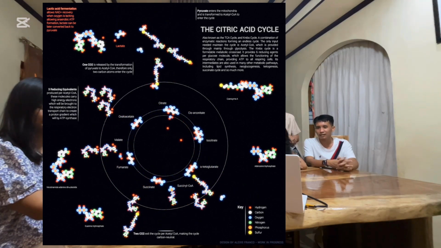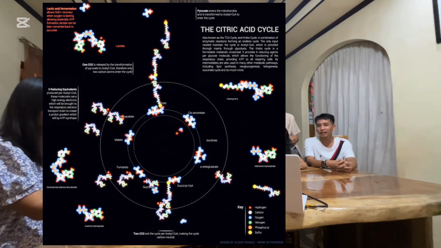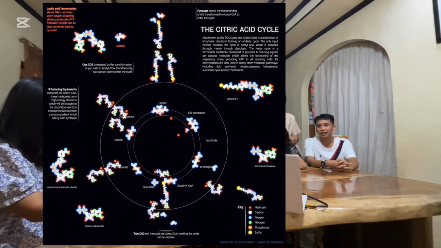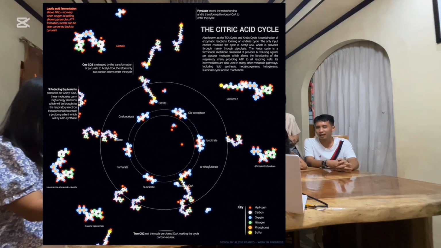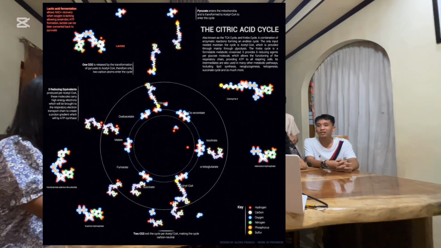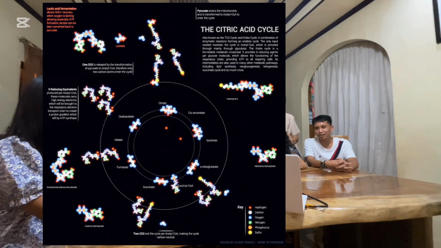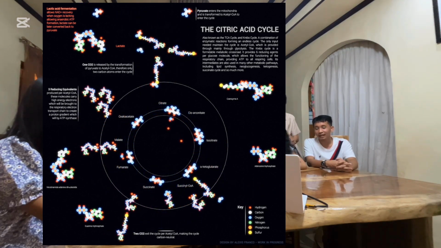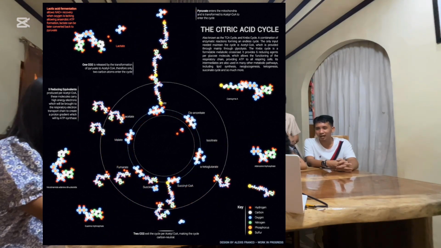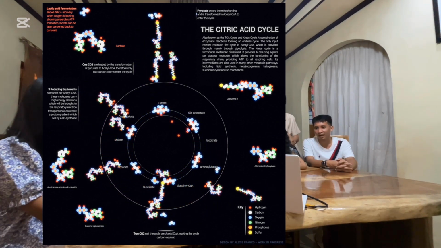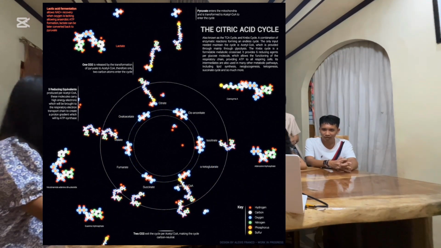The seventh is malate formation. Fumarate is hydrated to form malate. This reaction is catalyzed by the enzyme fumarase. The eighth is oxaloacetate regeneration. Malate is oxidized to oxaloacetate, producing NADH and regenerating the starting molecule of the cycle. This reaction is catalyzed by the enzyme malate dehydrogenase.